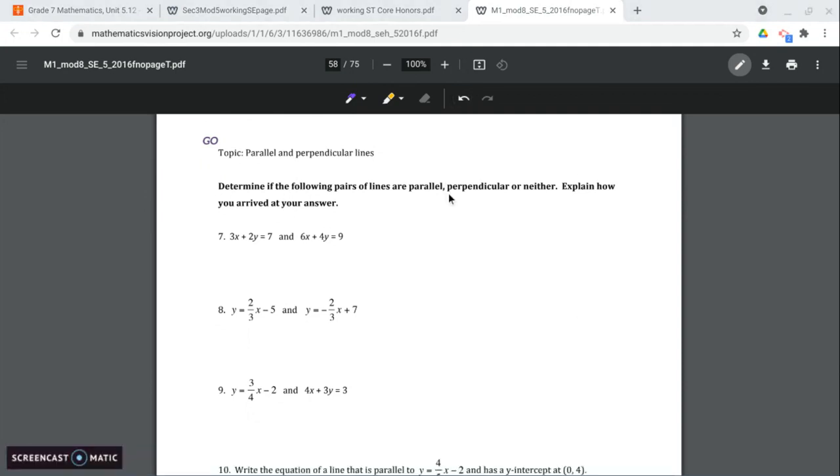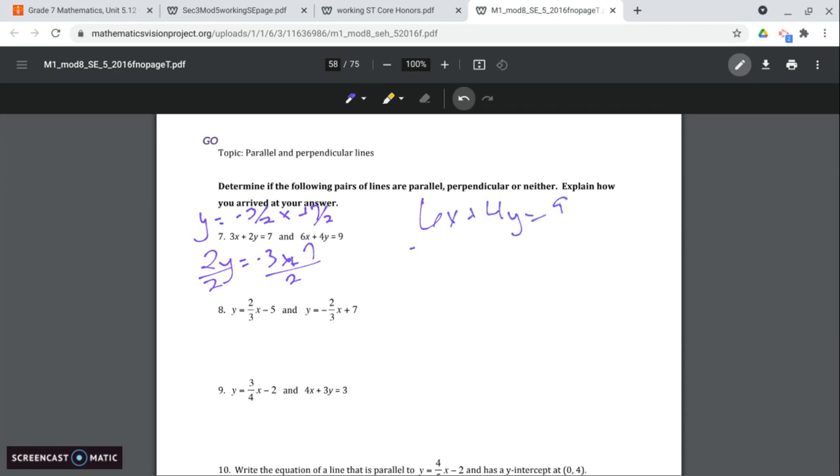In this section, we want to determine whether the following pairs are parallel, perpendicular, or neither. So in order to do this, looking at this first one, we have to convert these into slope-intercept form to make it a little easier. So we have 2y equals negative 3x plus 7, divided all by 2. So this one is y equals negative 3/2 x plus 7/2.